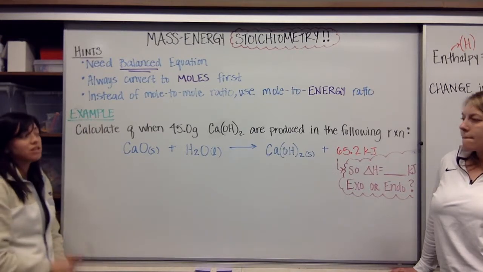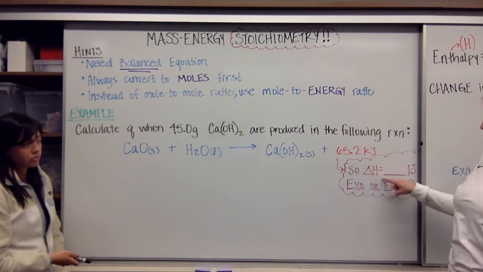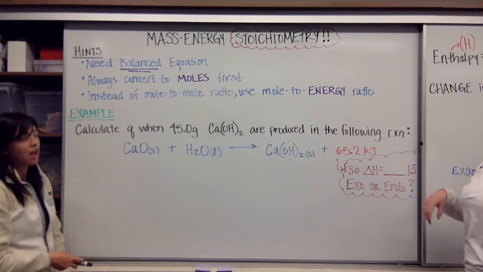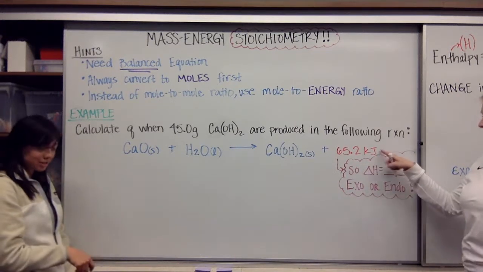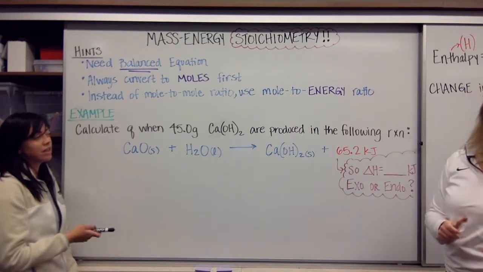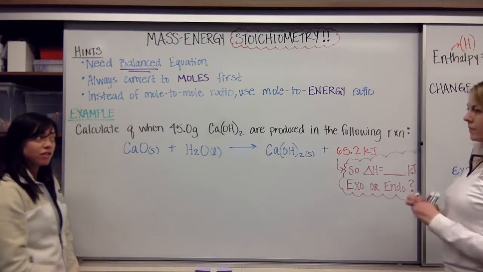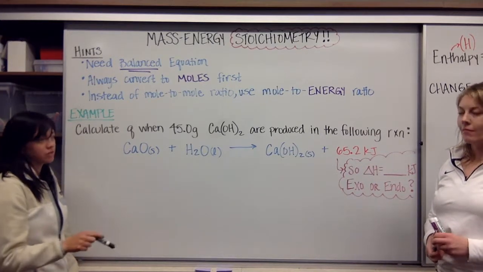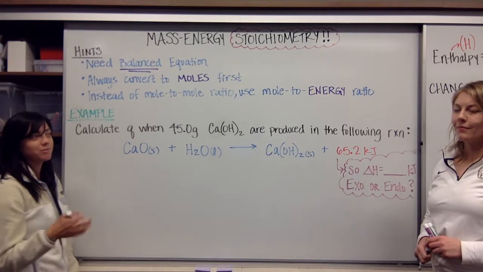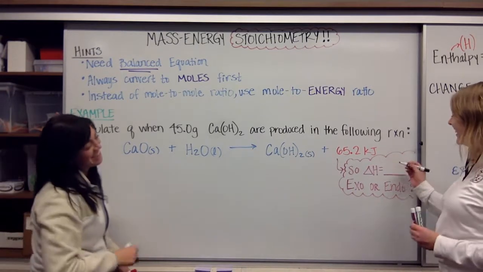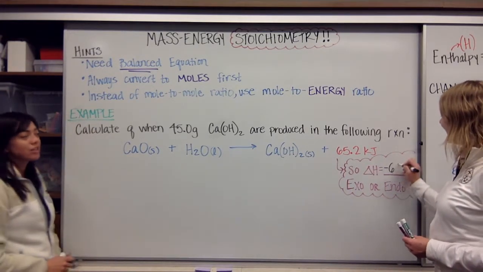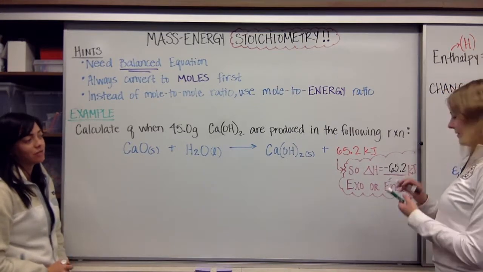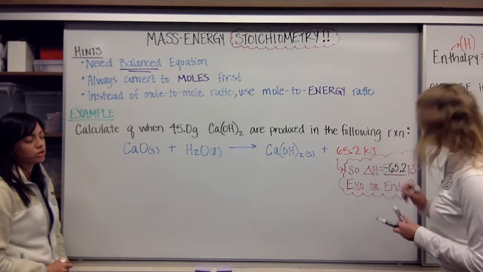So if delta H is 65.2 and calcium hydroxide is a product, what is it equal to? Negative 65.2 kilojoules or positive 65.2 kilojoules? Pause. Okay, it is a product, so it is equal to negative 65.2 kilojoules.